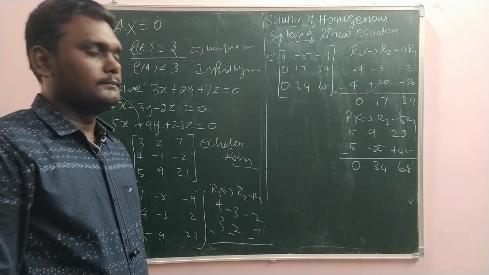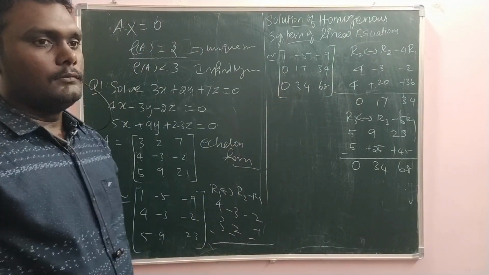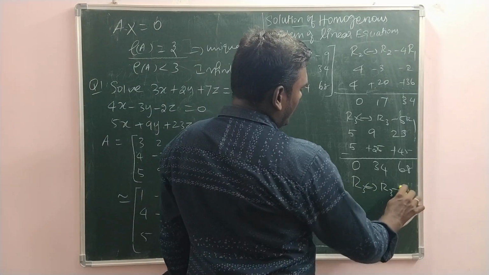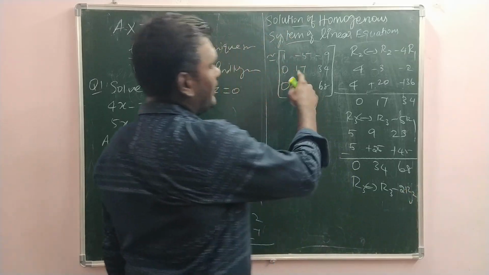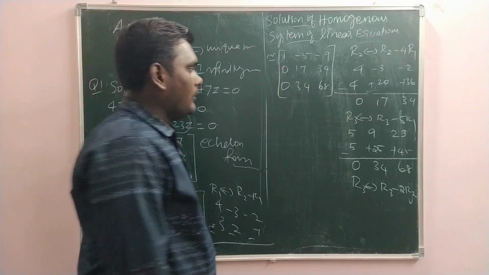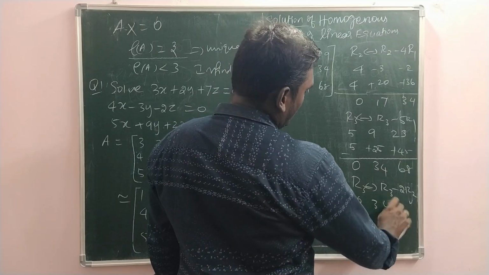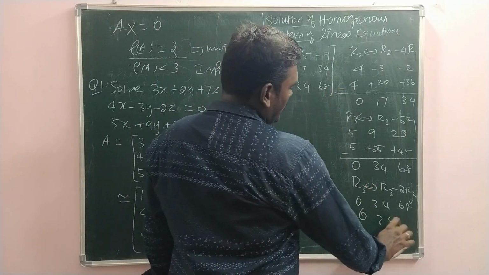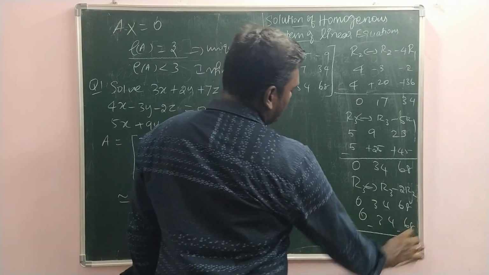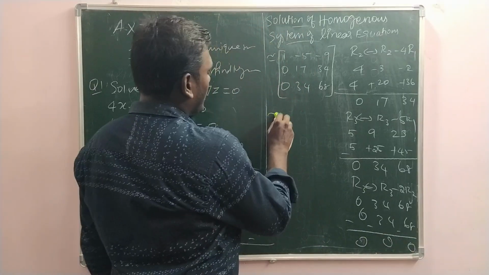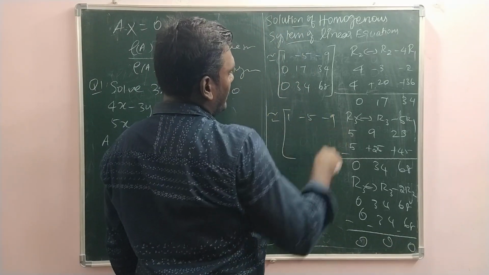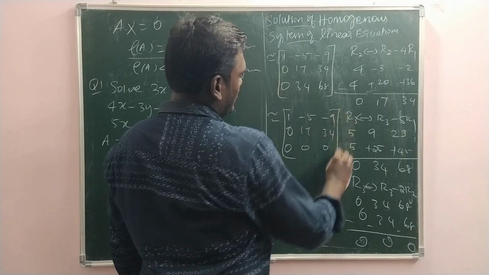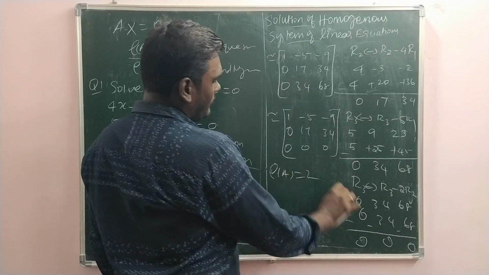Now try to get 0 in this place. How can we get it? We'll take R3 minus 2R2. That's 17 into 2 is 34, right? So R3 is 0, 34, 68, and 2 times R2 is 0, 34, 68. Subtracting, we will get 0, 0, 0. Then we have 1, -5, -9; 0, 17, 34; 0, 0, 0. So we get rank of A is equal to 2.